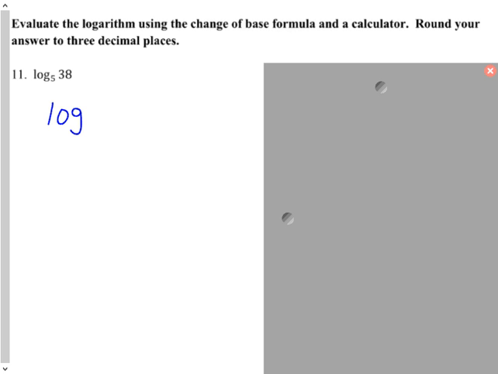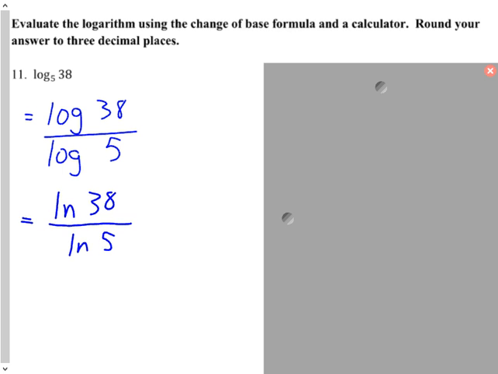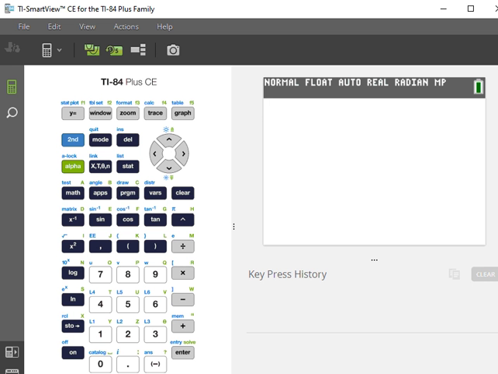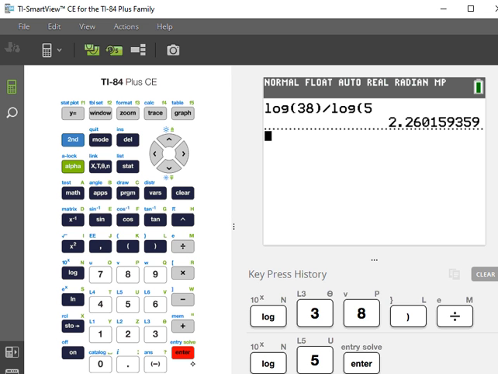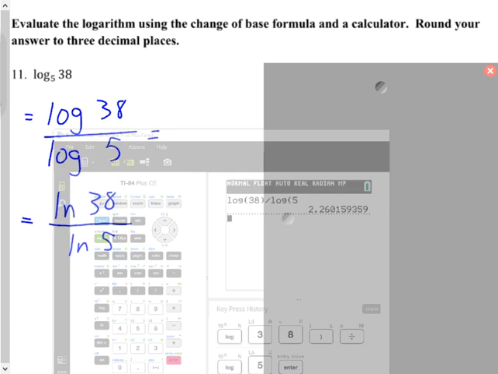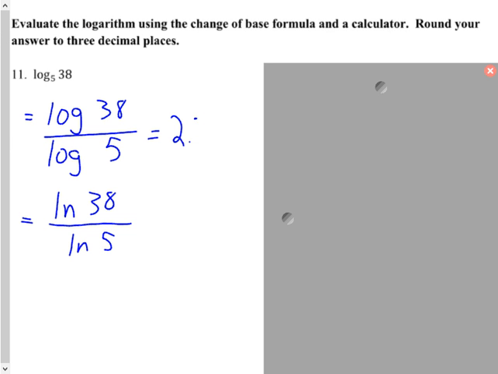So you can either rewrite it like this, log of 38 over log of 5, or you could use ln. Either way works. Both of these should get you the same answer. So you usually just pick one of these, and then calculate. So log 38, close your parentheses, divided by log 5. We should get over 2 because it's larger than 25, 2.260. So this is 2.260.